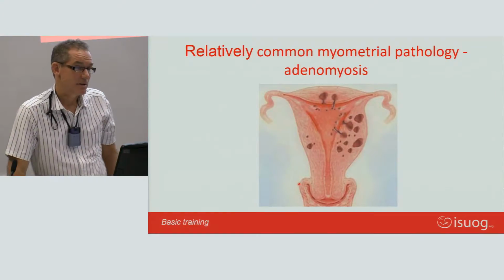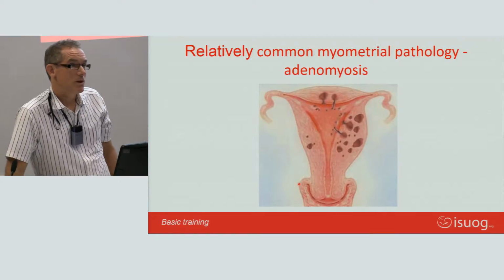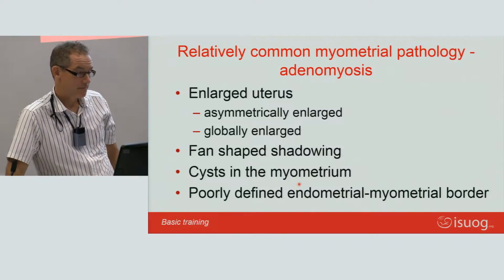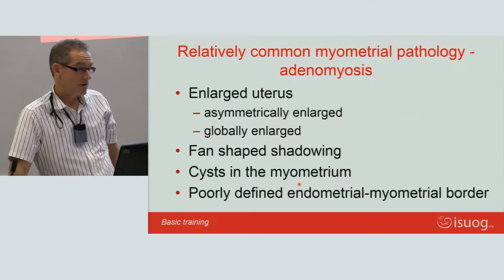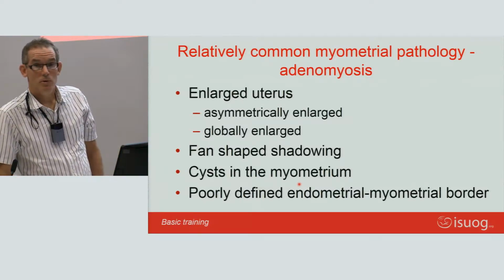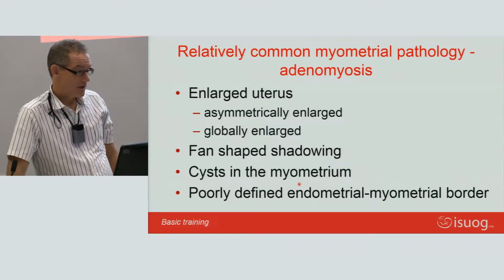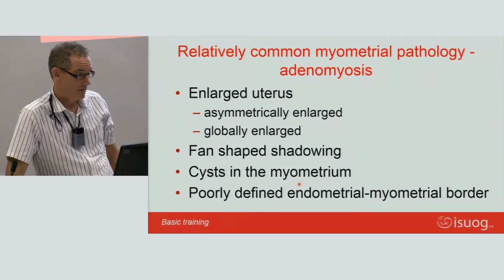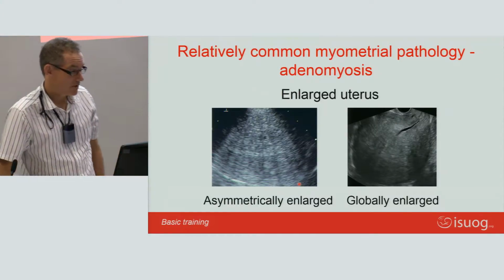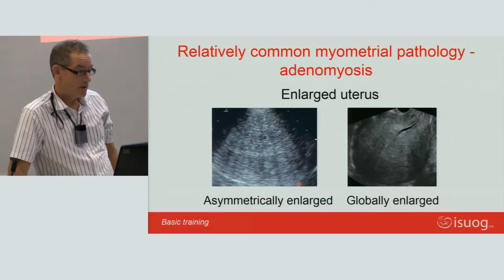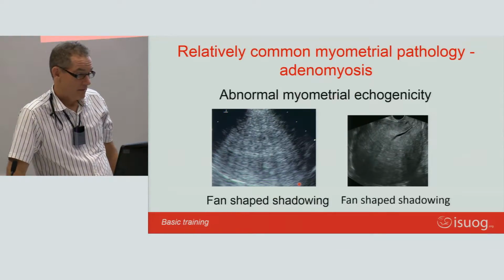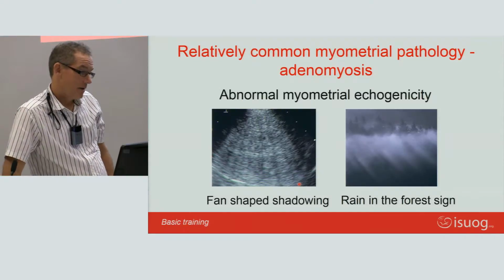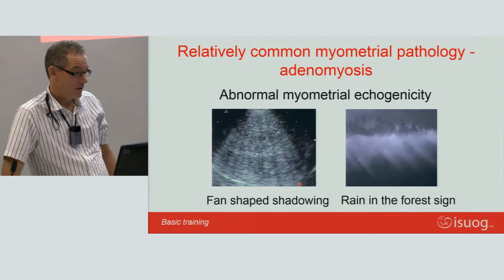In contrast, adenomyosis is a condition where you have endometrial stroma and glands in the myometrium. The consequence of that is you get myometrial hypertrophy. So your uterus, which has got adenomyosis, is enlarged. This might be asymmetrical enlargement, or it might be symmetrical. You tend to find fan-shaped shadowing. There are cysts in the myometrium, and there's a poorly defined endometrial-myometrial junction. To give you an example, you can see the asymmetrically enlarged uterus with the anterior wall being thicker than the posterior wall. You might see fan-shaped shadows, and they speak of rain in the forest. That's the specific term that we use when looking for adenomyosis.